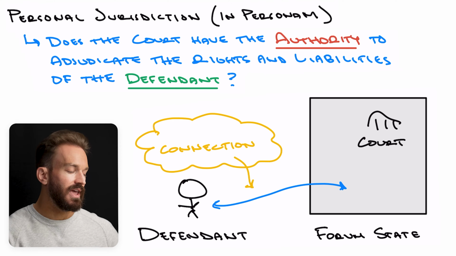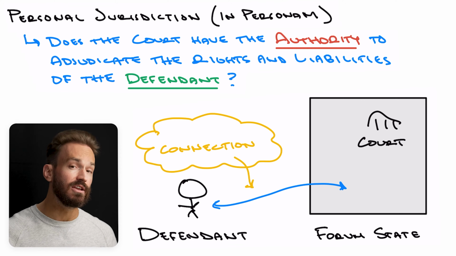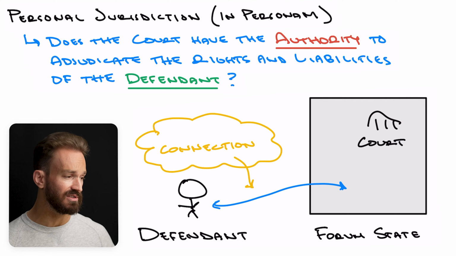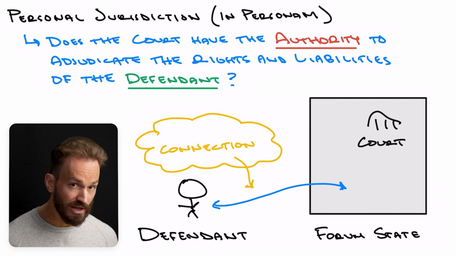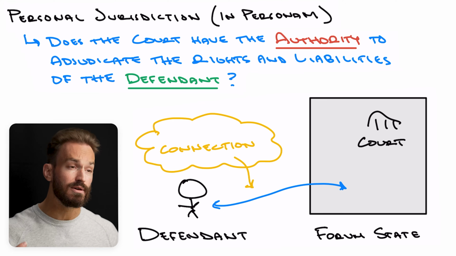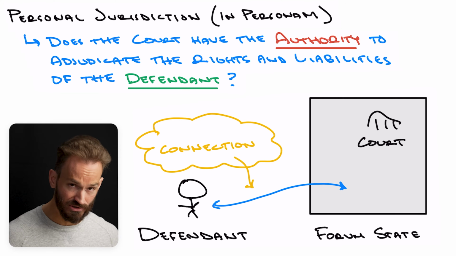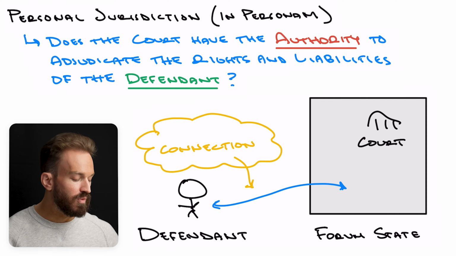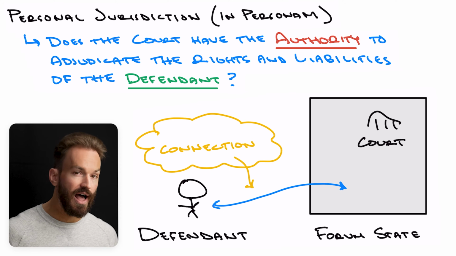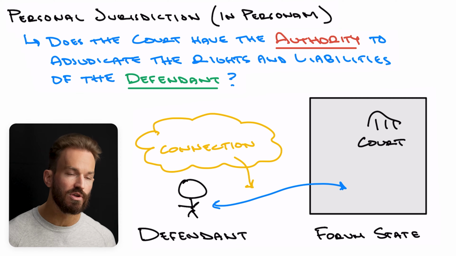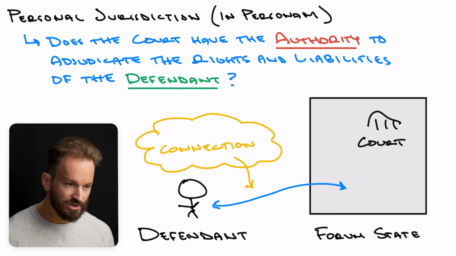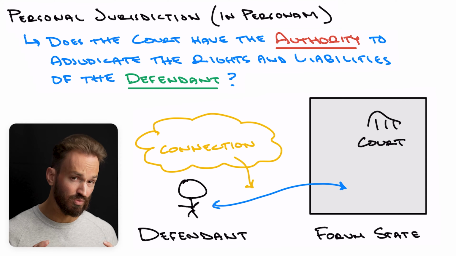Personal jurisdiction is a due process right the defendant enjoys. It allows the defendant to challenge jurisdiction and say, look, I don't have a connection to this forum. I shouldn't be sued here. This court doesn't have the authority to adjudicate my rights and liabilities because I don't have any connection to this state. And if they win on that challenge, the plaintiff will have to file his action in a forum where there is a sufficient connection to the defendant. So that's how personal jurisdiction, specifically in personam jurisdiction, works from a really big picture perspective.